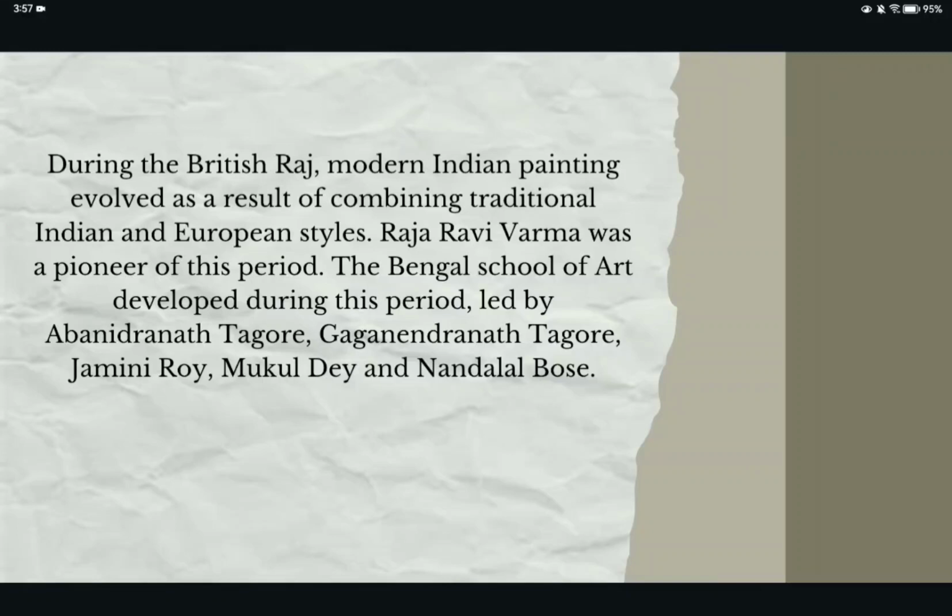During the British Raj, modern Indian painting evolved as a result of combining traditional Indian and European styles. Ravi Varma was a pioneer of this period. The Bengal school of art developed during this period, led by Abanindranath Tagore, Gaganendranath Tagore, Jamini Roy, Mukul Dey, and Nandalal Bose.